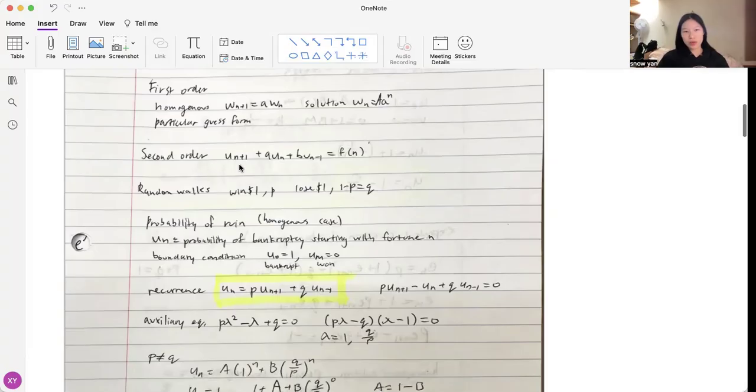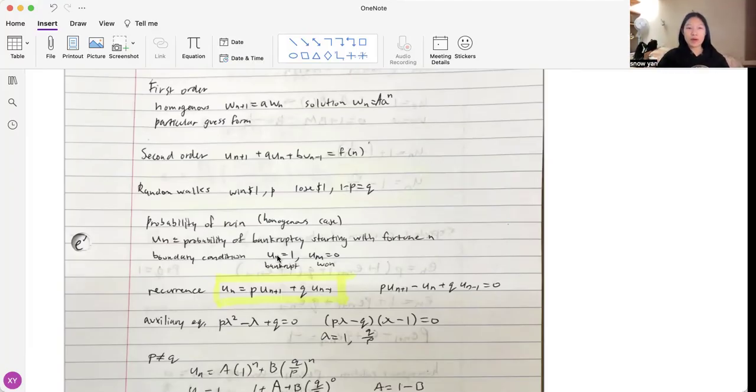Same with second order: u_{n+1} plus a u_n plus b u_{n-1} is equal to f_n. The first-order one only has one term, while this one has two extra terms in addition to it. So that's why it's second order.